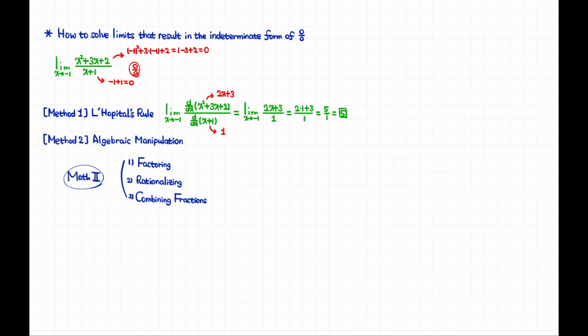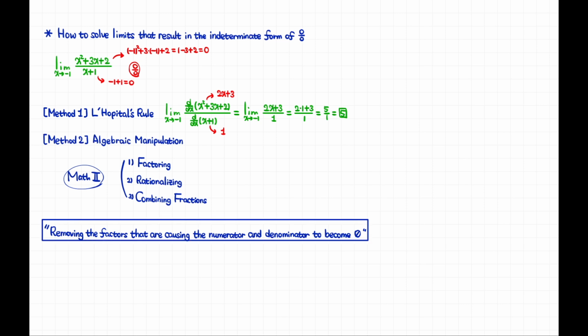Let me write it down. Removing the factors that are causing the numerator and denominator to become 0. Okay, so this is the main key idea.